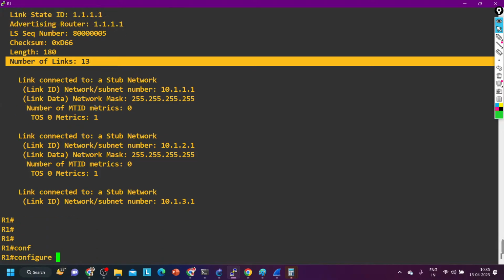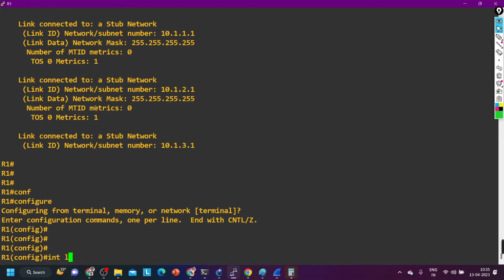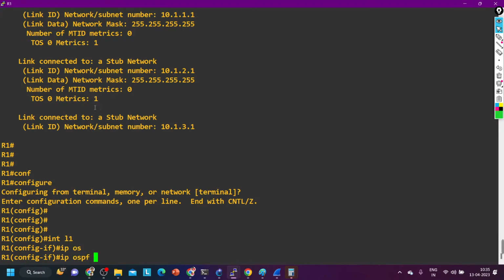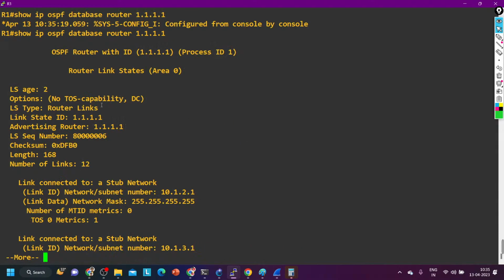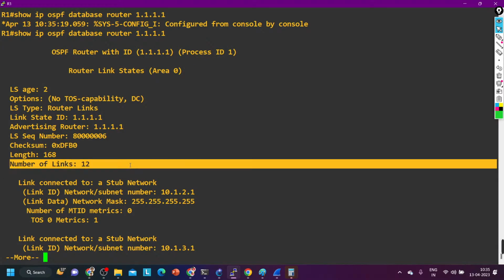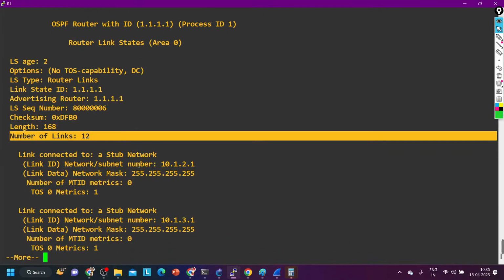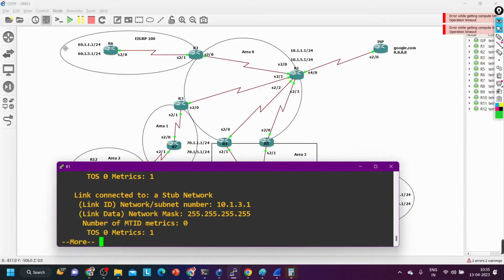If I run the command on interface loopback 1, IP OSPF prefix suppress, now show IP OSPF database router, how many links are there now? 12. So it has removed the loopback 1 network from its LSA 1. So when you run the prefix separation command in global config mode, it will suppress all WAN interface networks. Done. So this was just a small topic, so that's why I discussed it.